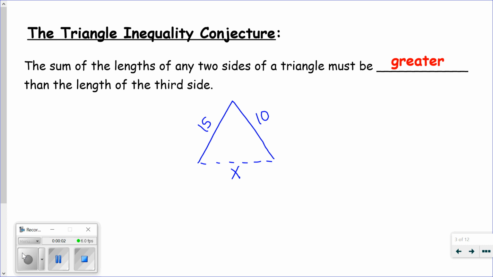All right, we're going to just get right into it today. We're dealing with more triangles, and this time we're going to start off with a conjecture, the triangle inequality conjecture. So take your conjecture sheet out, write this down. We'll talk a little bit more about why this is true in class.